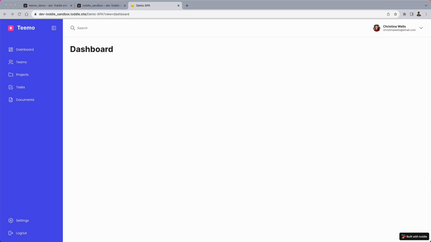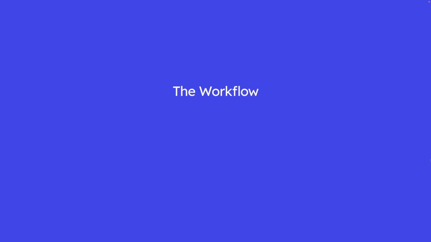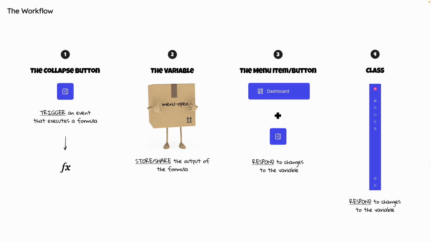Okay, so let's kick things off by looking at the collapsible sidebar workflow. To build this out in Toddle is actually quite straightforward, and to achieve it we will use variables, events, formulas, and classes. But to begin, let's just do a high-level overview of the workflow itself. Here we can see that the workflow will be made up of 4 separate stages. First, the collapse button will trigger an event. This event will then update a variable. And then the combination of these two things together will have an impact on the visibility of the menu item text, the collapsible button itself, and the width of the sidebar.